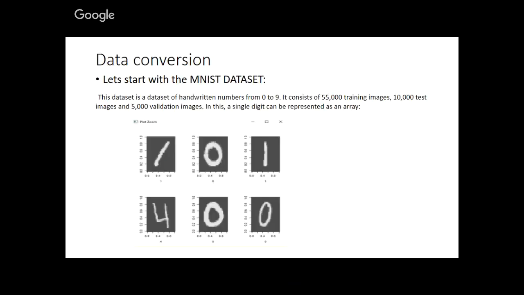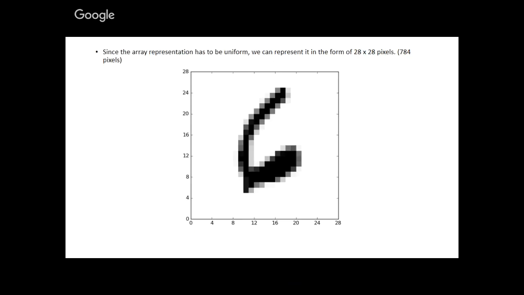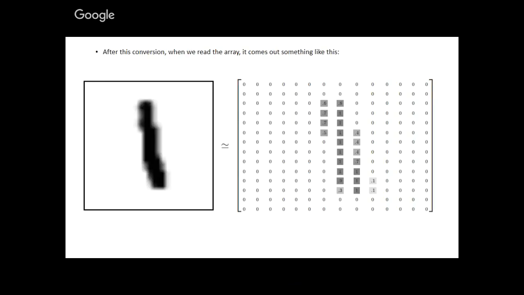First, the MNIST data set is basically a set of handwritten numbers from 0 to 9. It consists of 55,000 training images and 5,000 validation images. In this, a handwritten digit is represented in the form of an array. As you can see, it's in the form of an array. So what we do is we transform this into an image which has 28 by 28 pixels, which is a total of 784 pixels. So we get something like this: a handwritten digit, as you can see, it is the number 6. After this conversion, it comes out something like this.